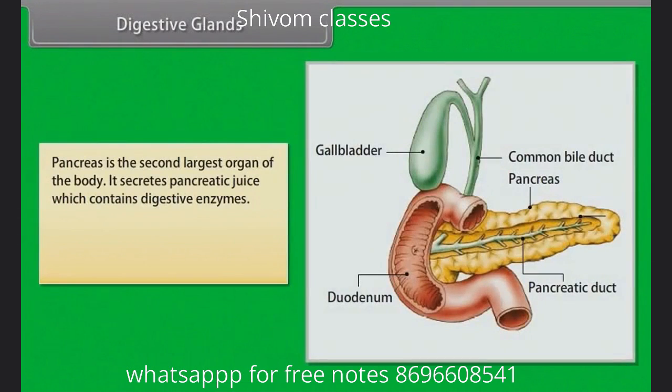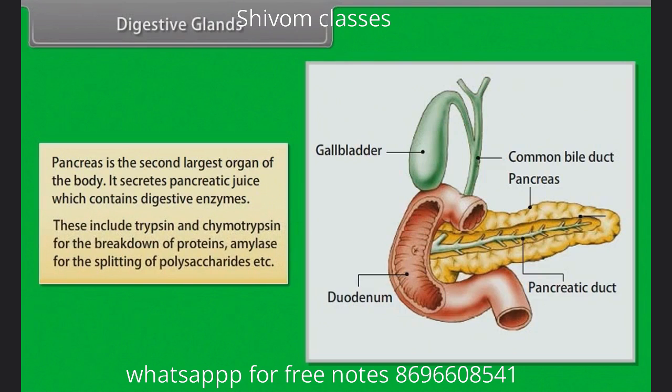Pancreas is the second largest gland of the body. It secretes pancreatic juice which contains digestive enzymes. These include trypsin and chymotrypsin for the breakdown of protein, amylase for the splitting of polysaccharides, etc.